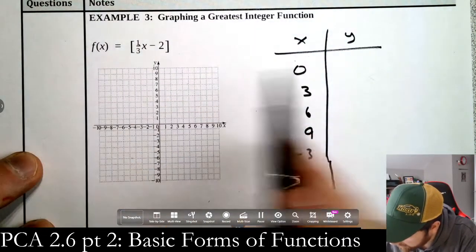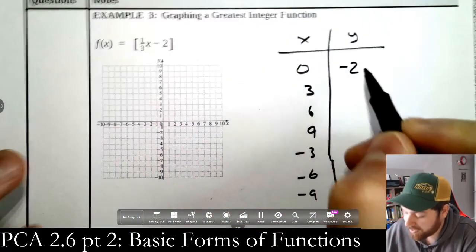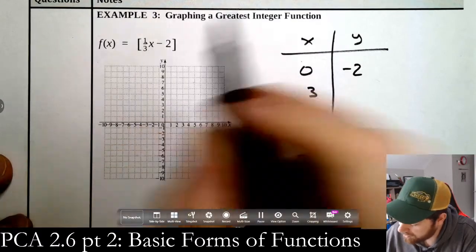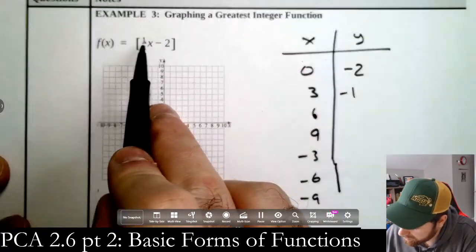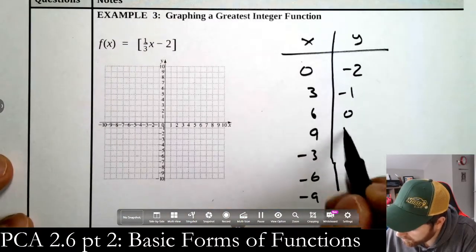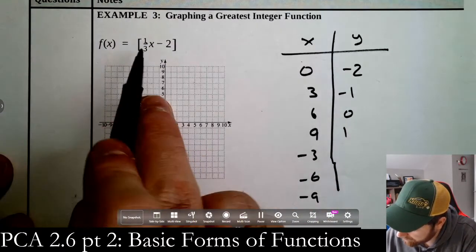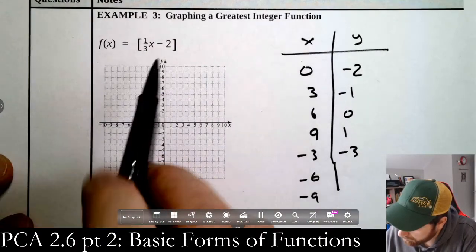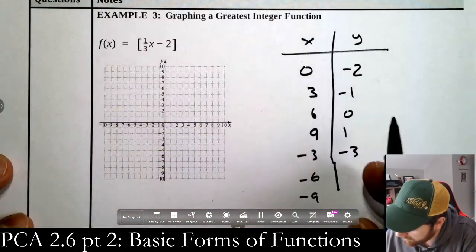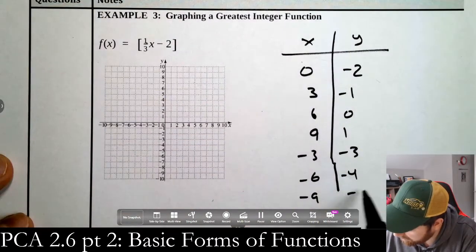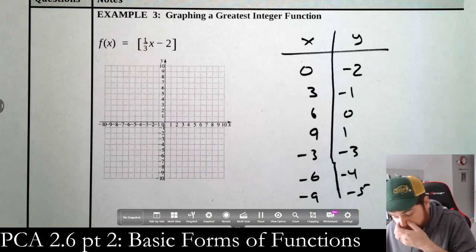Okay, you plug in 0 and you get -2. It rounds down to -2, right? You plug in 3 and you get 1 minus 2, which is -1. Plug in 6, so you get 2 minus 2, which is 0. Plug in 9, you get 3 minus 2, which is 1. Plug in -3, you get -1 minus 2, which is -3. Plug in -6, which is -2 minus 2, which is -4, and -9, which is going to be -3 minus 2, which is -5. So those don't really help us that much, right?